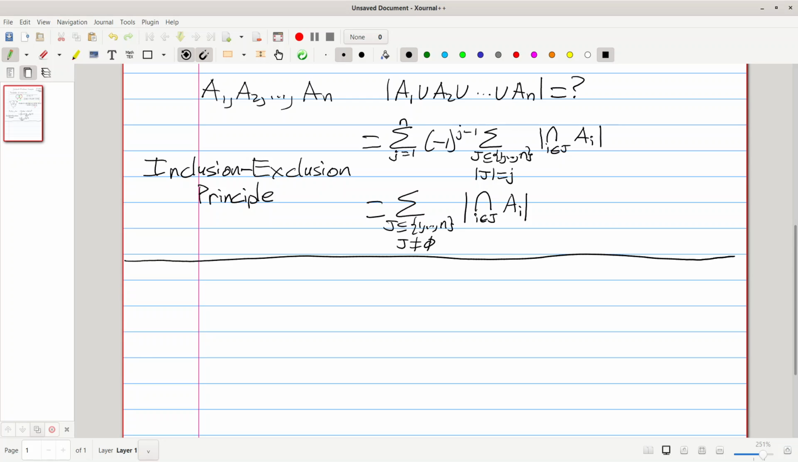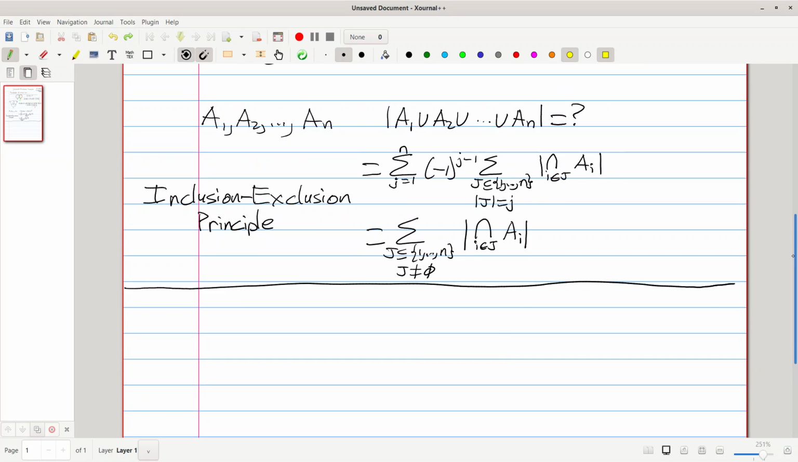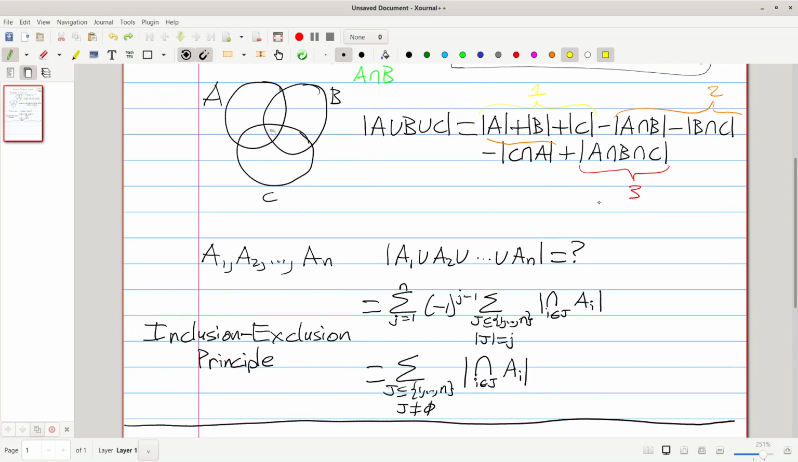So why would you use the inclusion-exclusion principle? You want to count the number of things. Generally, you would do it if you can count each of these intersections over here easily, each of the individual terms, but it's hard to count the left-hand union of all of them. Then it's probably a good time to use the inclusion-exclusion principle.